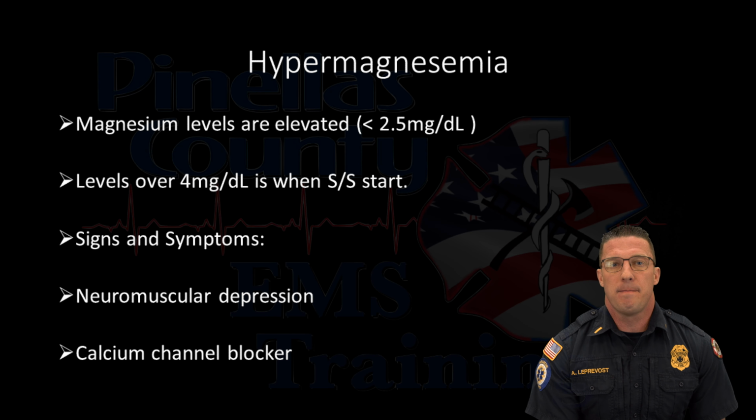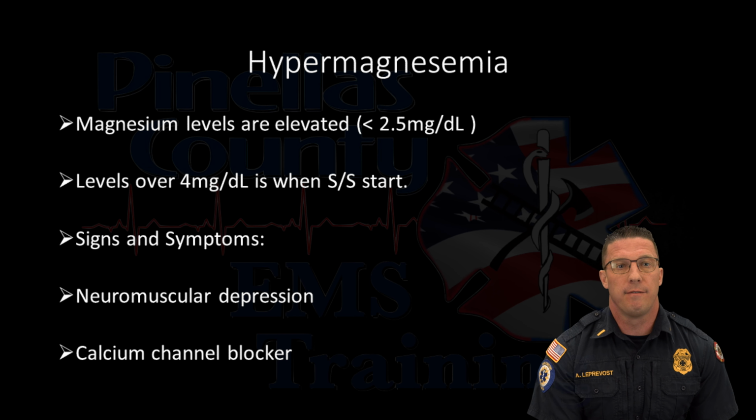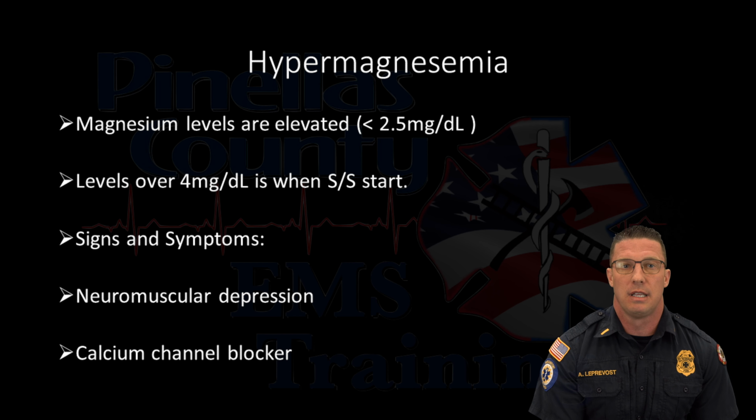Hypermagnesemia is high levels of mag in the blood, above 2.5 milligrams per deciliter for the clinical definition. However, signs and symptoms won't start until anything above 4 milligrams per deciliter. Hypermagnesemia results in neuromuscular depression by inhibiting acetylcholine release at the neuromuscular junction. The elevated magnesium levels can act as a calcium channel blocker as well, so cardiac effects may be seen related to this block.